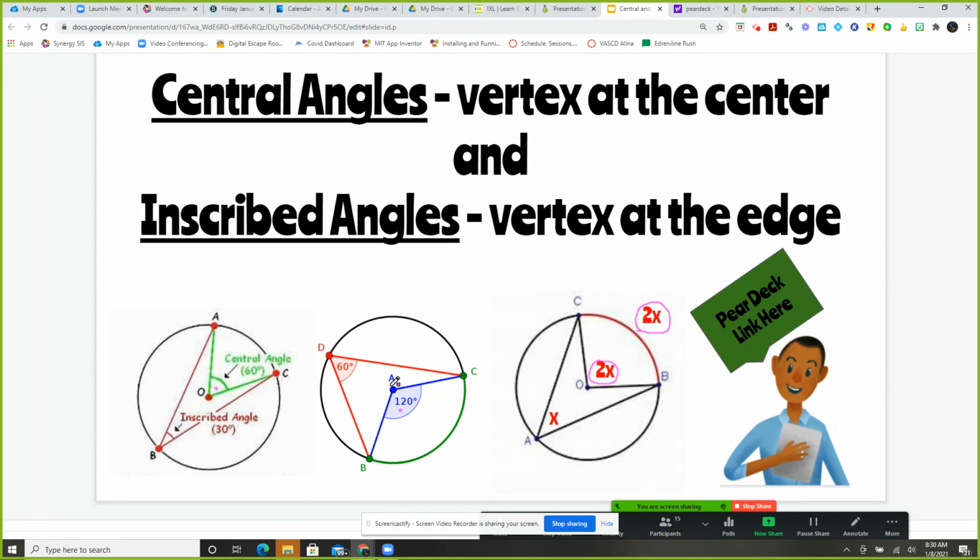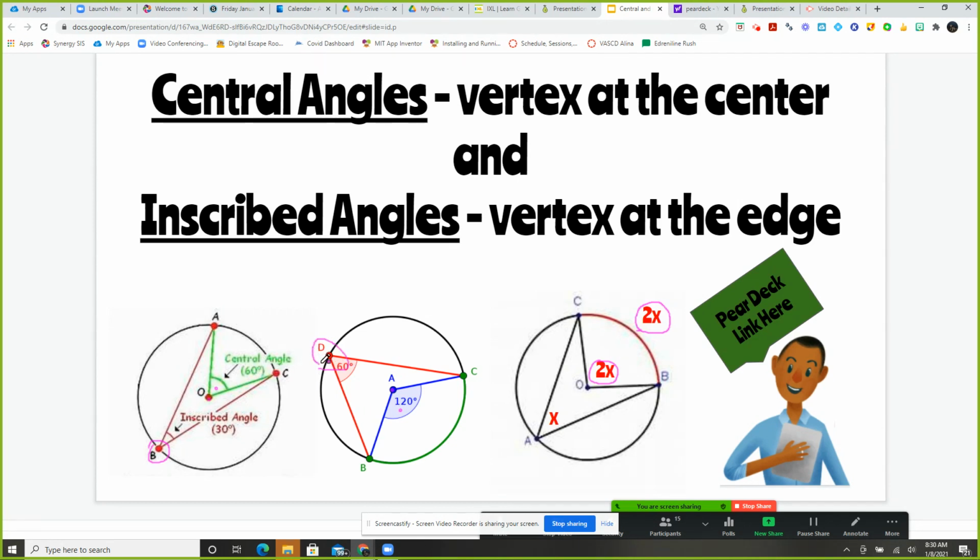Okay, so central angles meet at the center of the circle. Inscribed angles meet at the edge of the circle. So this angle here is my inscribed angle. The inscribed angle is at the edge of the circle where the central angle is at the center of the circle. It kind of makes sense.